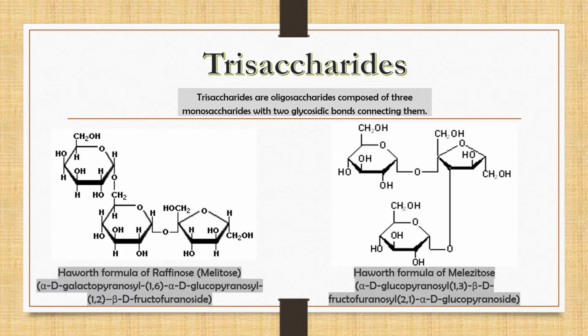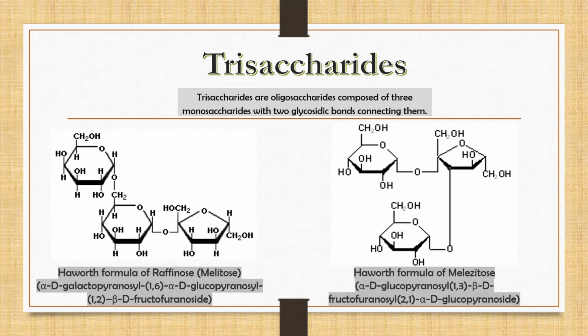Trisaccharides are oligosaccharides composed of three monosaccharides with two glycosidic bonds connecting them. Each glycosidic bond can be formed between any hydroxyl group on the component monosaccharide, resulting in trisaccharides that are diastereomers with different chemical and physical properties. Examples of trisaccharides include raffinose, also known as melitose.